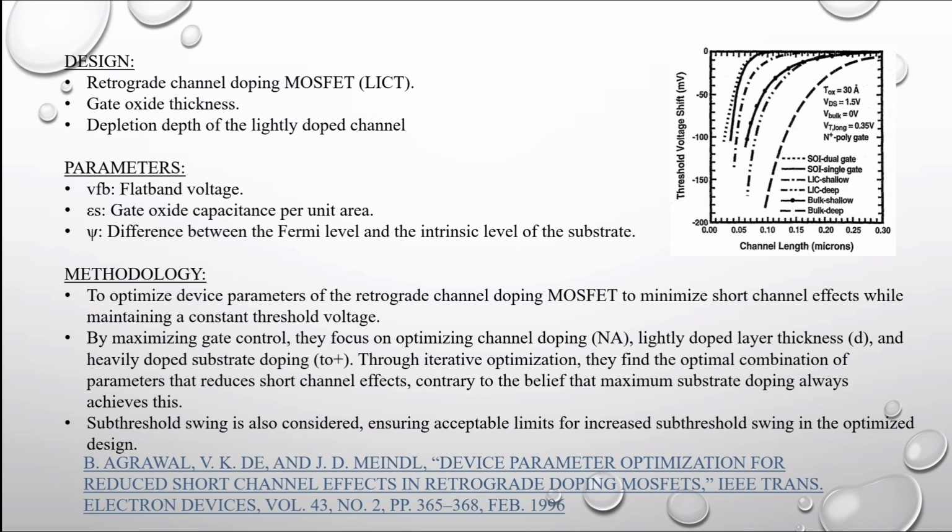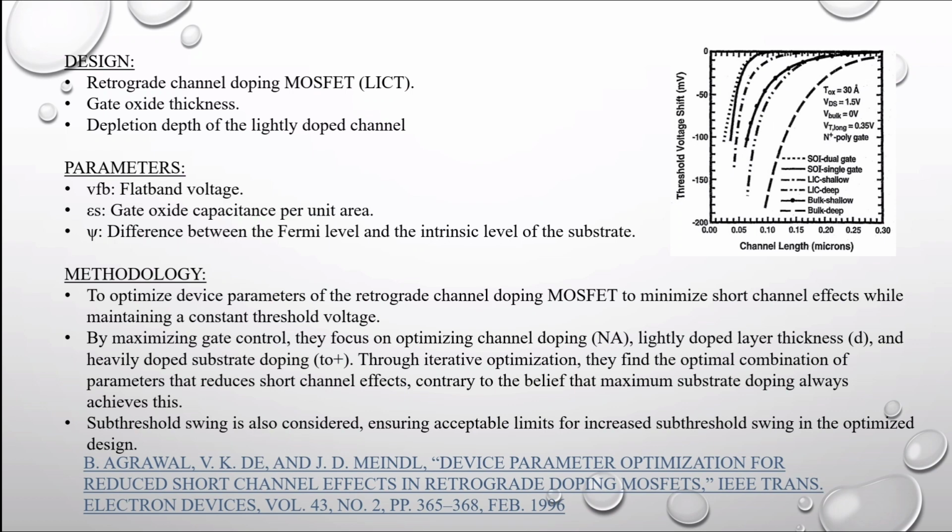The methodology adopted in this study revolves around maximizing the gate control to reduce the short channel effects. By iteratively optimizing the channel doping, lightly doped layer thickness, and heavily doped substrate doping, the researchers aim to find the most favorable combination of these parameters that results in a retrograde channel doping MOSFET with minimal short channel effects. Contrary to the common belief that maximum substrate doping always minimizes short channel effects, this study explores the possibility of achieving the same outcome through strategic optimization of other parameters.